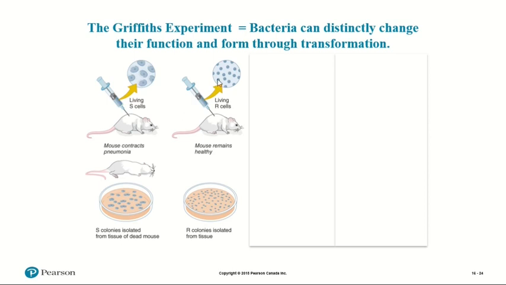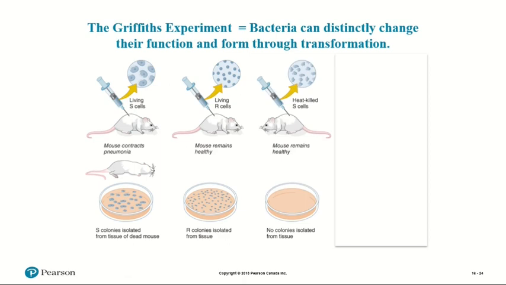Then he took the non-virulent, rough-appearance bacteria, and when he injected them into the mice, as he expected, the mouse remained healthy, and he was able to confirm these results by isolating R colonies from the tissue of the mouse that was alive. The next experiment that he did was to use heat to kill the virulent bacteria.